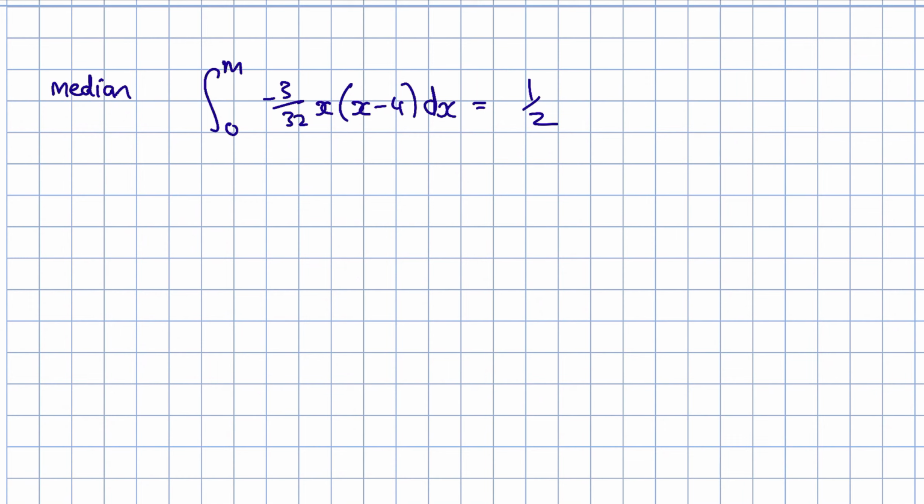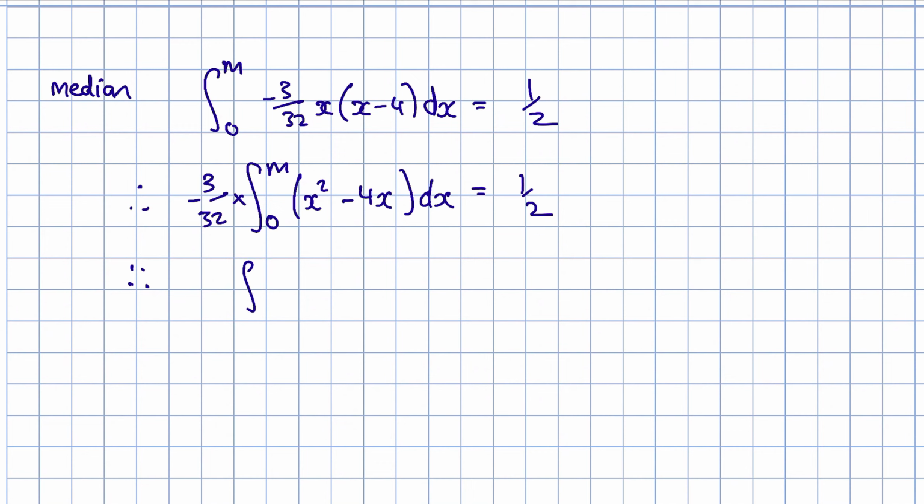Okay, so therefore, I'm going to do the same step as I did last time and bring that minus 3 over 32 out the front. Saves me a whole lot of work. I'm going to expand out that bracket and make it x squared take 4x, with respect to x, and it's equal to a half. Really helpful now because this is really just a multiplier, so I'm actually going to bring that over with the half.